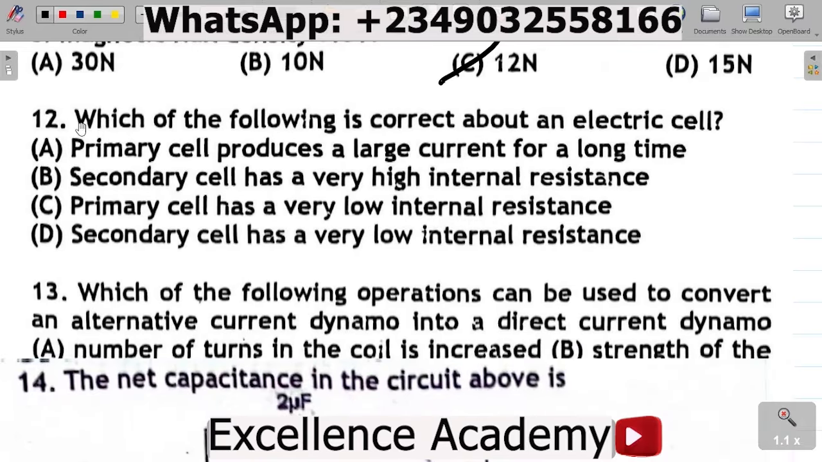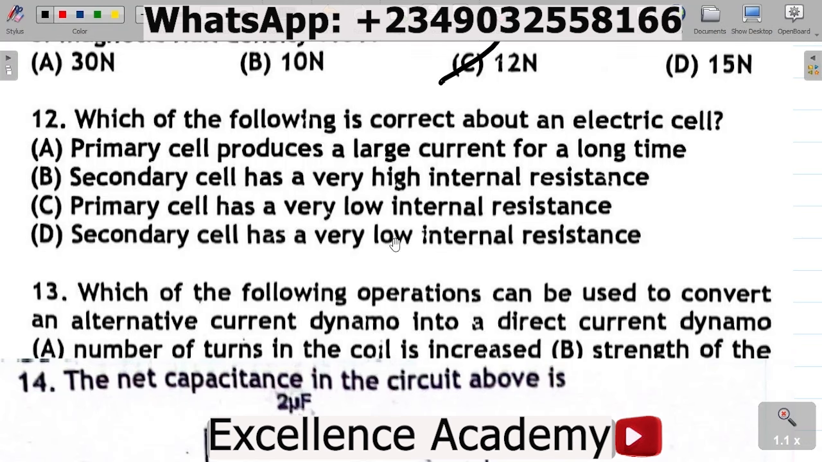Next up, number 12. Number 12 says, which of the following is correct about an electric cell? A, primary cell produces a large current for a long time. B, secondary cell has a very high internal resistance. C, primary cells have a very low internal resistance. D, secondary cells have a very low internal resistance.